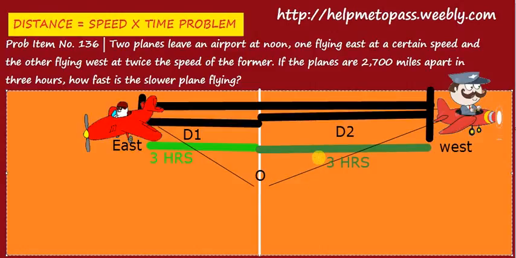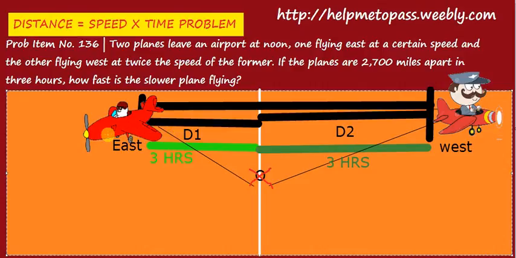This is the diagram. In order for this video to be as short as possible, we made the diagram ready for you. Here's plane 1 and there's plane 2. Plane 1 is flying east and the other one is flying west. From the zero origin, the airport at noon, they were able to have a distance from here.